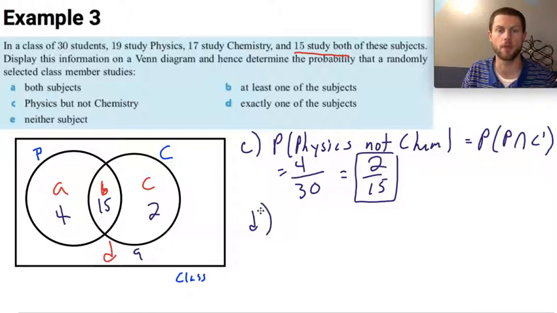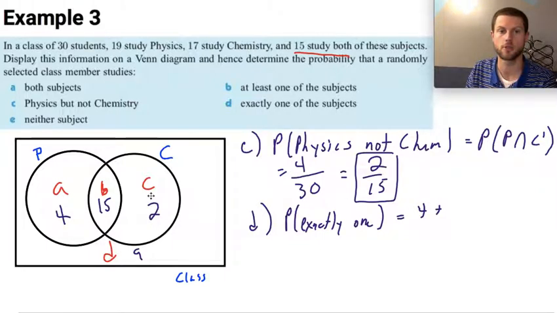D, the probability that one of these students studies exactly one of the subjects. So what that's going to be is wherever there is not an intersection, but I'm still in a circle. So the probability of exactly 1 is going to be given as 4 plus 2 over my sample size, which is 30. So it's going to be 6 over 30, which is equal to 1/5.